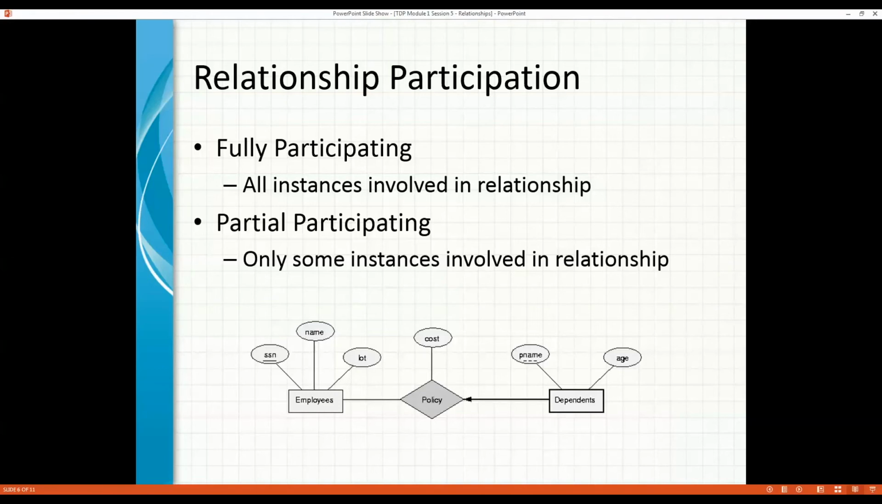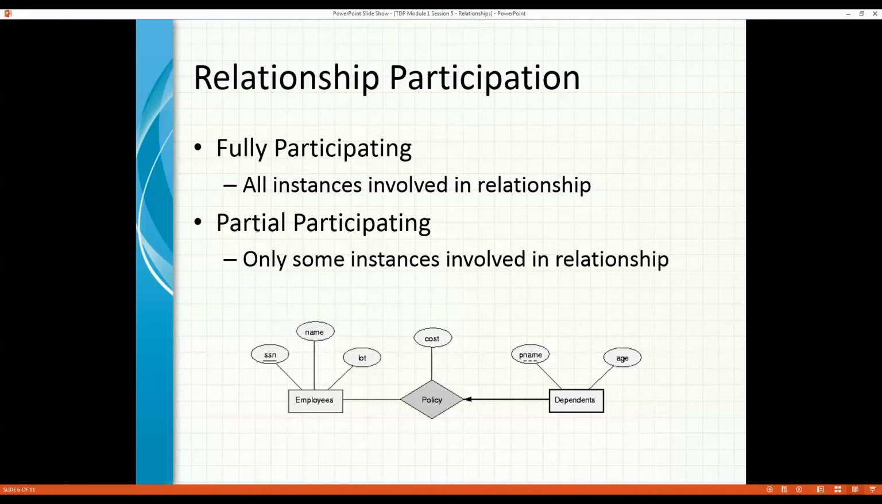Another example we can think of are employees and the departments. Now, an employee can be the head of a department, but not every employee can be heads of a department, only a few. However, every department must have an employee in charge. So, with the departments, they're fully participating in this relationship, while the employees are partially participating.